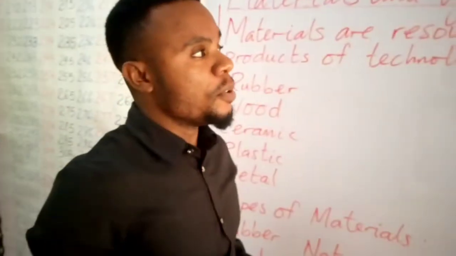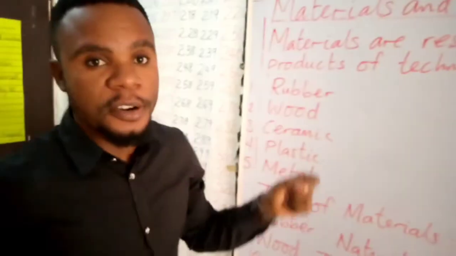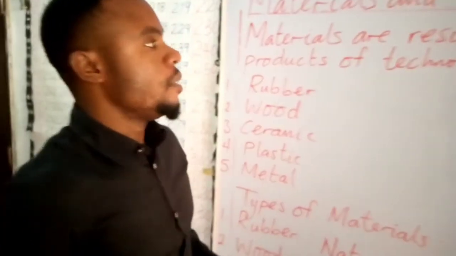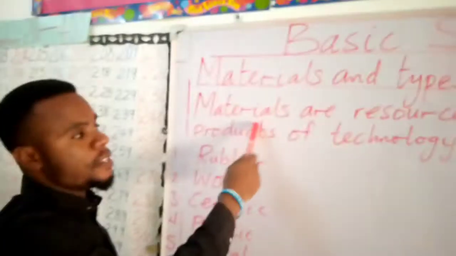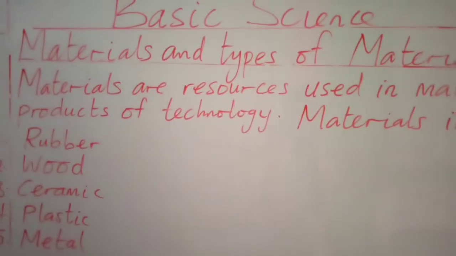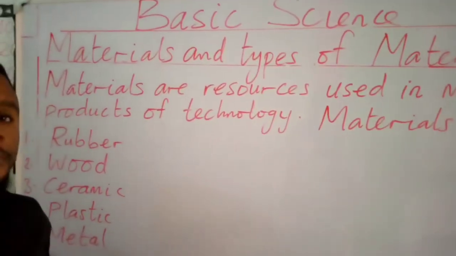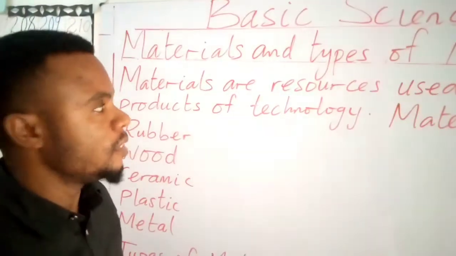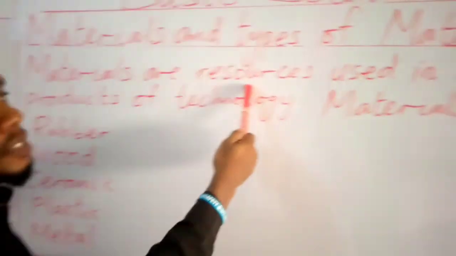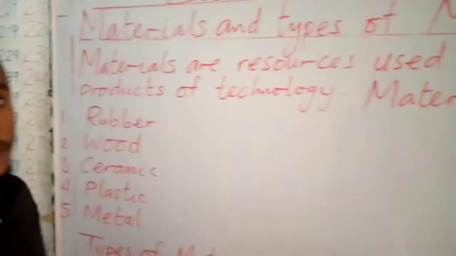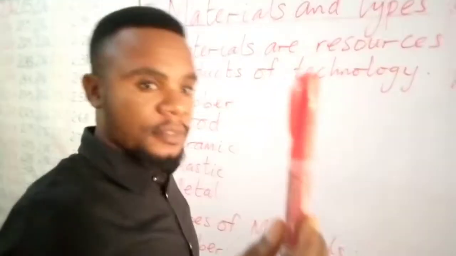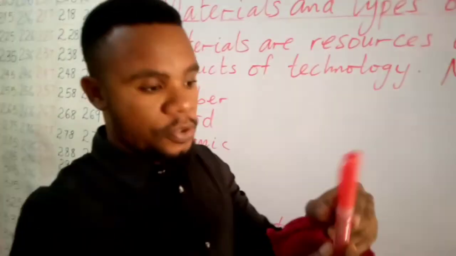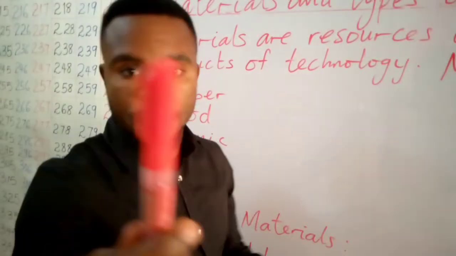Now, one thing we need to know is the definition of material. On the board, we said materials are resources. Resources means what? Those things you bring together to make a product. Materials are resources used in making products of technology. Before you make this, you gather things together to produce this.